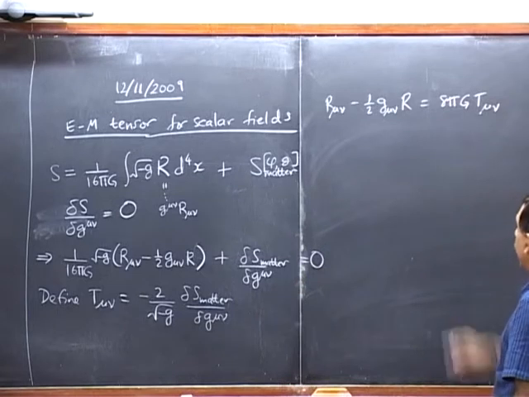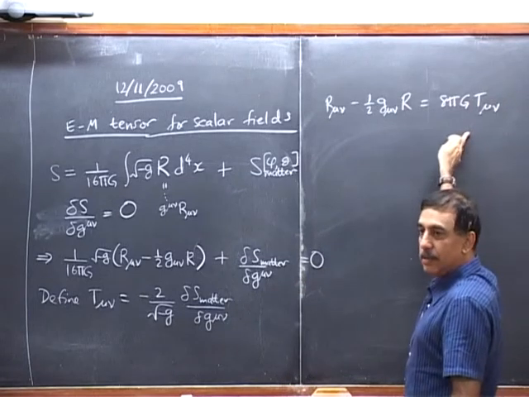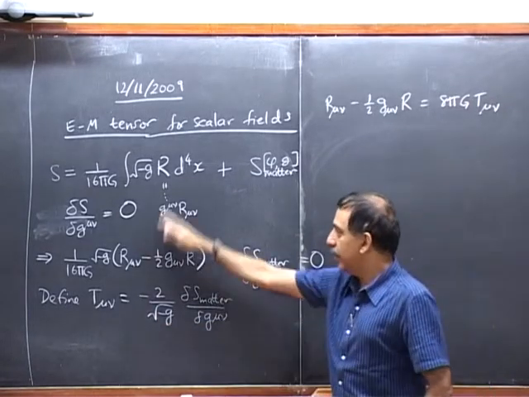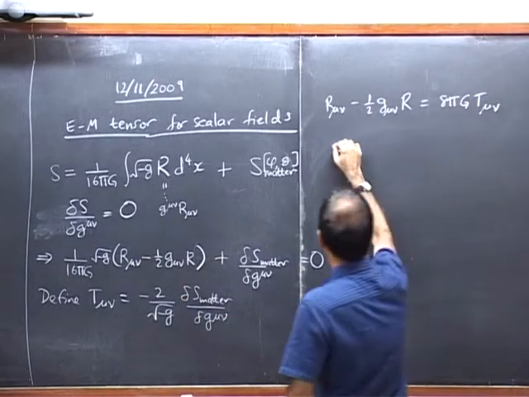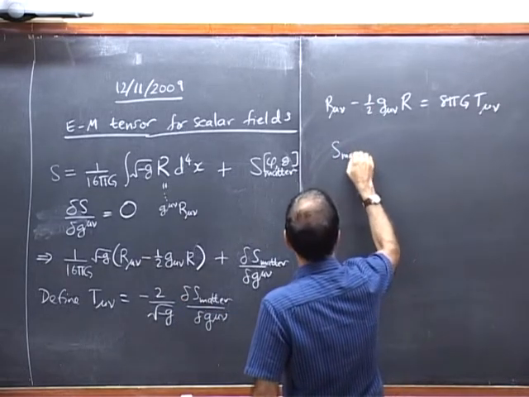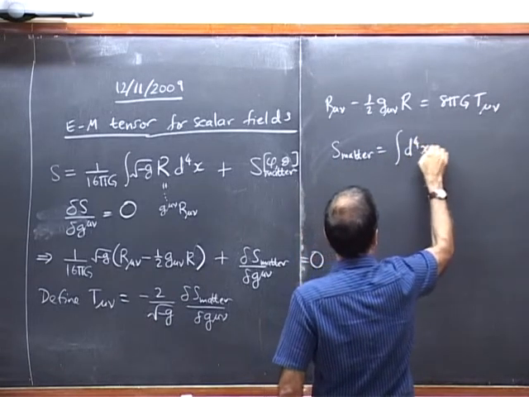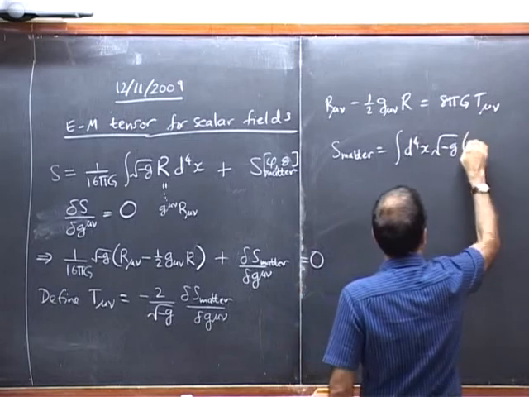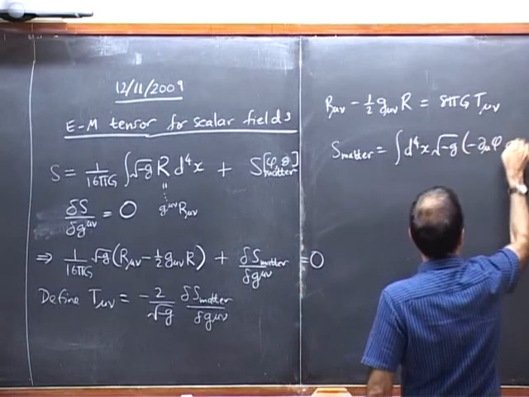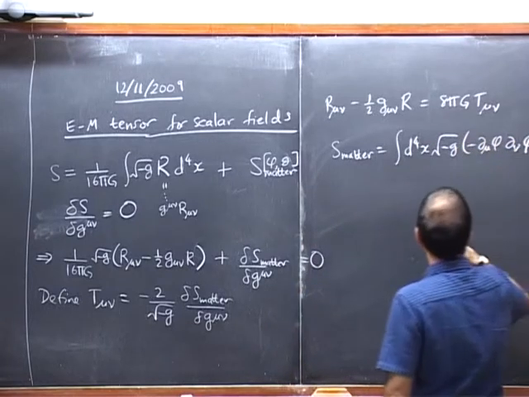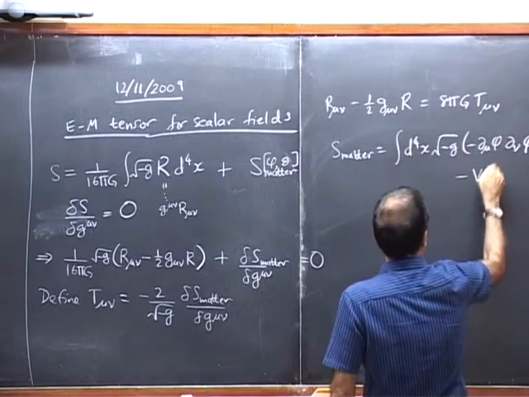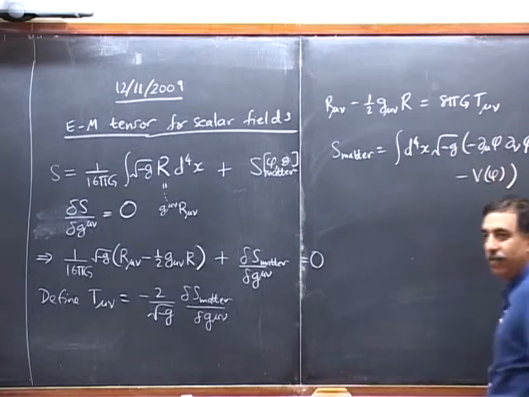Okay, so this is correct. Of course, we have always used this, but I just wanted to make these definitions clear. Now, let me choose for S matter the Lagrangian of a Klein-Gordon or scalar field. The Lagrangian always has the form of T minus V.